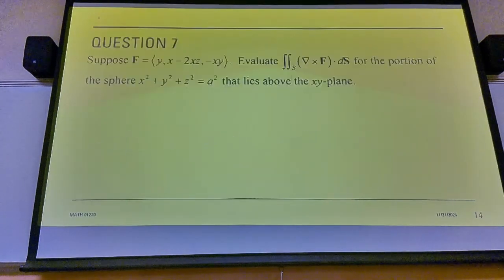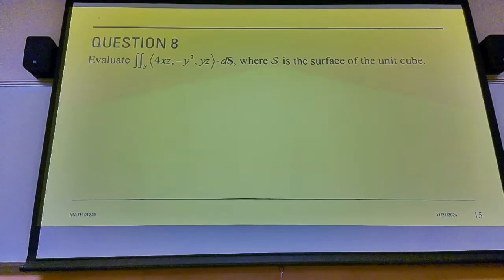I want to make sure I have time, so I'm skipping that one. Coming to this one. Evaluate flux through the surface of the unit cube. What do we think the unit cube is? A cube where the length of each edge is 1. And it doesn't matter where we orient it. So let's orient it where one of the vertices is the origin. That just makes it easier.